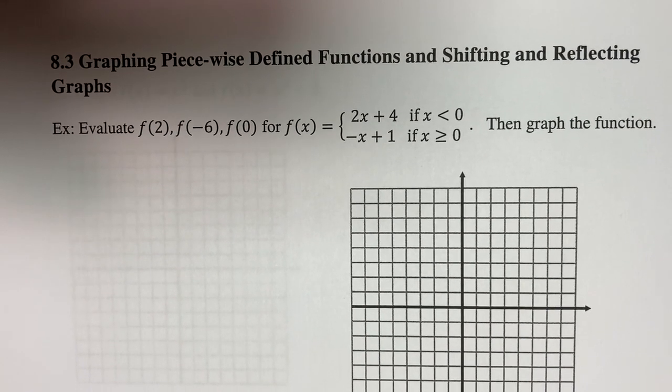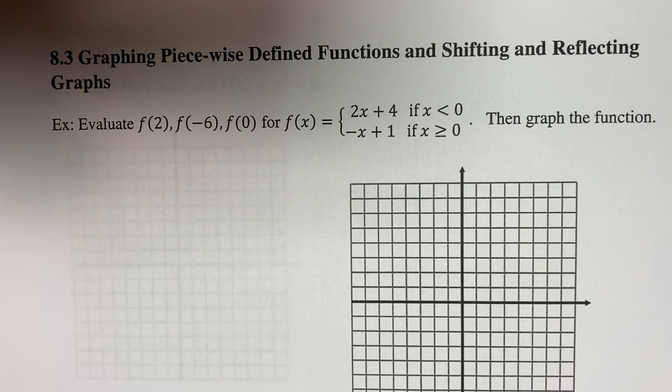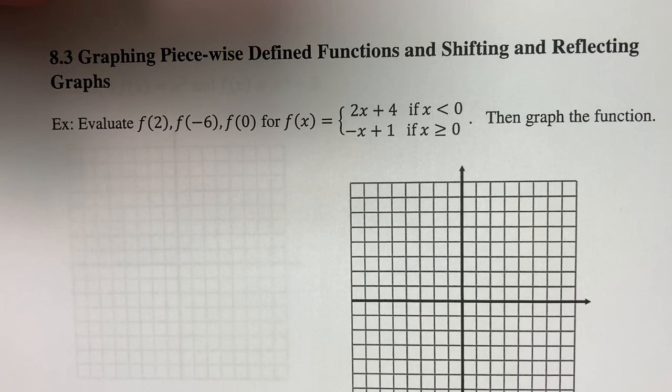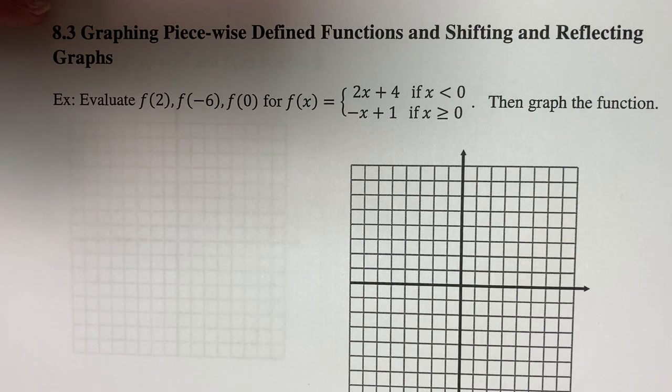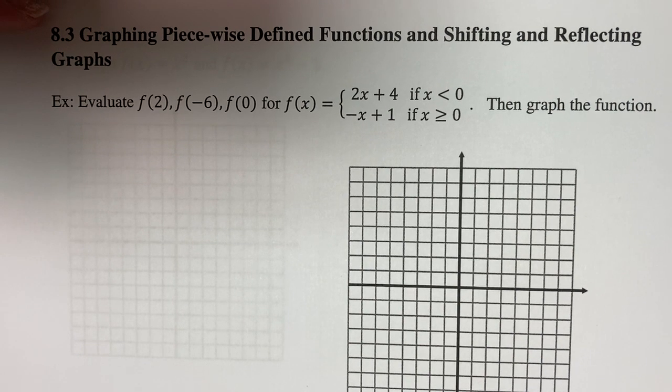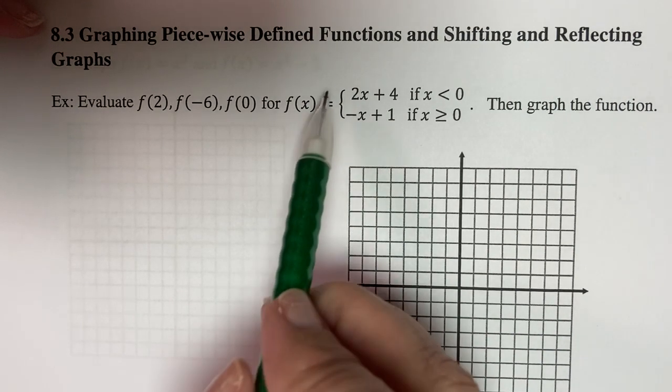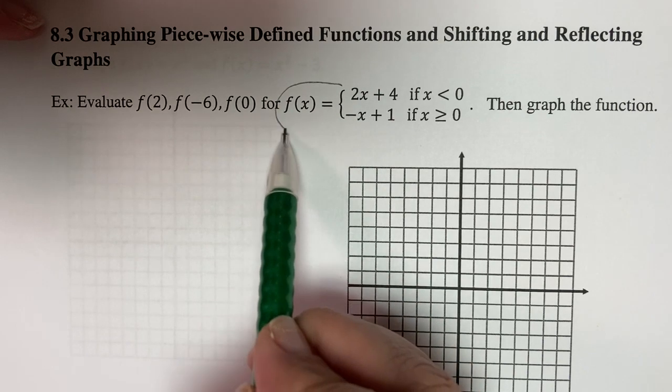Right, we're moving on to 8.3, and we're going to look at some other different types of graphs. This is going to be the last section we have of graphing in Chapter 8. So the first type of graph we're going to talk about is called a piecewise function.